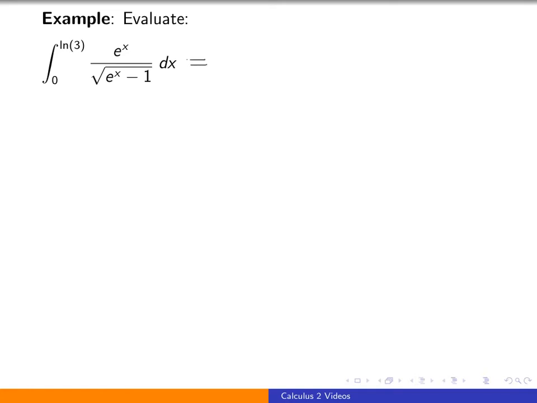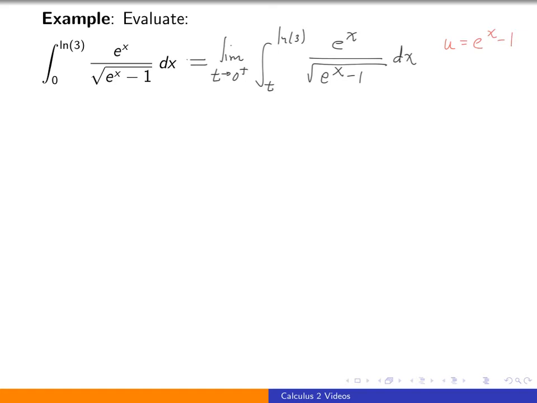So we rewrite it as a limit. It will be the limit as t approaches 0 from the right of the integral from t to the natural log of 3 of e to the x over the square root of e to the x minus 1. Now, in order to evaluate this limit, we hopefully recognize that the e to the x minus 1 in the denominator can play the role of u, and e to the x dx would play the role of du. So, substitution-wise, we'd be thinking u equals e to the x minus 1.